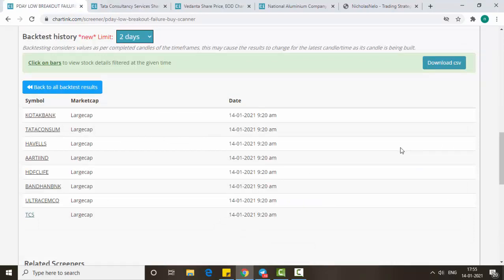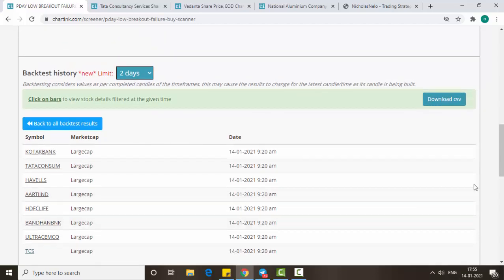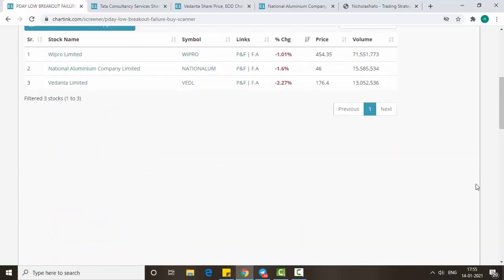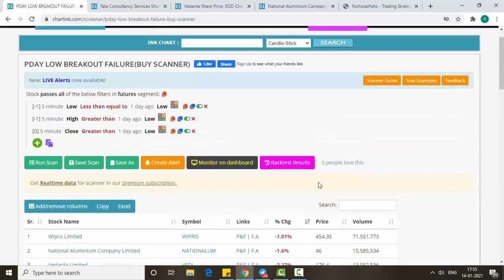So this is the previous day low breakout failure scanner. It's very simple to make. In my previous video, I showed how to make the previous day high breakout failure scanner. It's a sell scanner and this is the buy scanner. Those who follow buying stocks can use this one, and those who are interested in selling can follow that scanner.